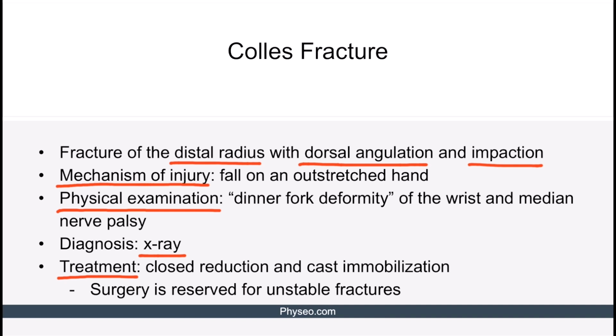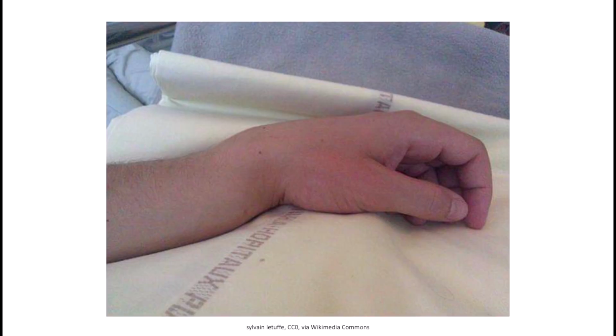Generally speaking, surgery is reserved only for unstable fractures, which are fractures that have a high tendency to displace after closed reduction. Examples of such fractures would be those that lead to significant dorsal angulation or wrist instability. Here's what the dinner fork deformity may look like in a real patient who may sustain a Colles fracture. The dorsal angulation of the wrist somewhat resembles a dinner fork.